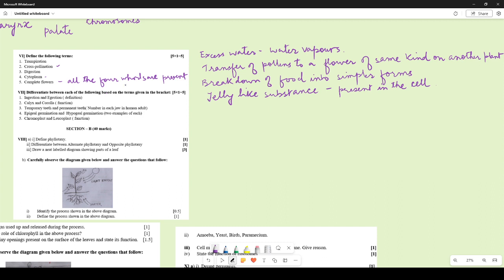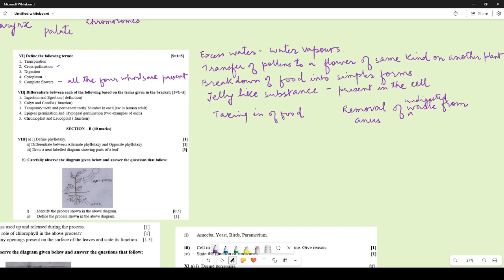Ingestion and egestion. Now ingestion is taking in of food through mouth, and egestion is removal or elimination of waste from anus. Removal of what waste? Undigested waste. So whatever food is left undigested, it is being removed from anus. That is called as egestion. Anything else is wrong.